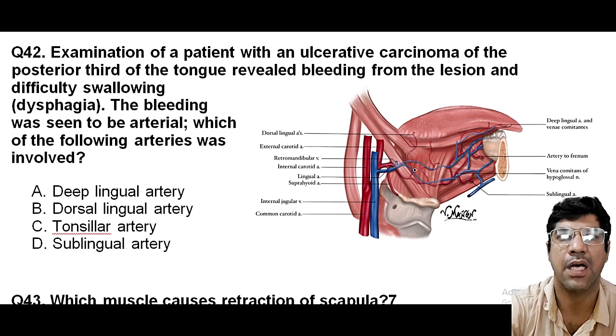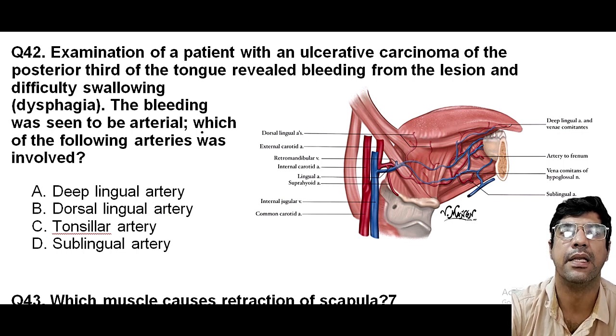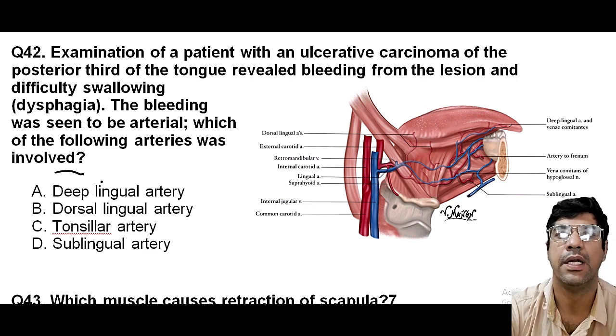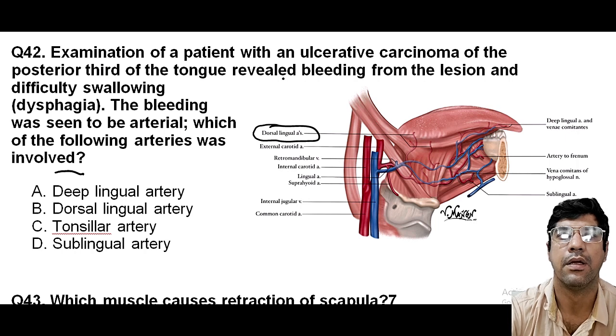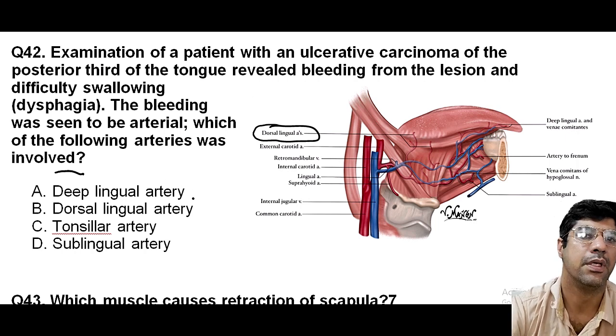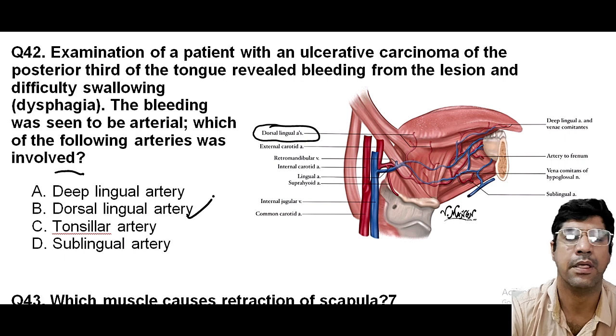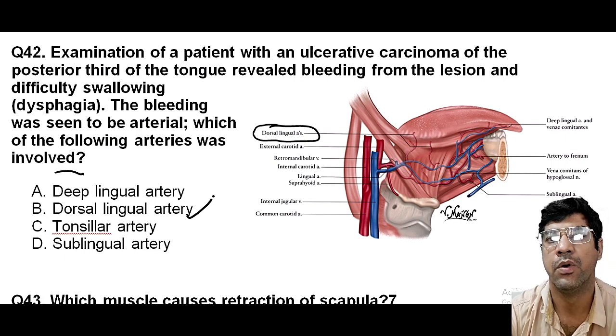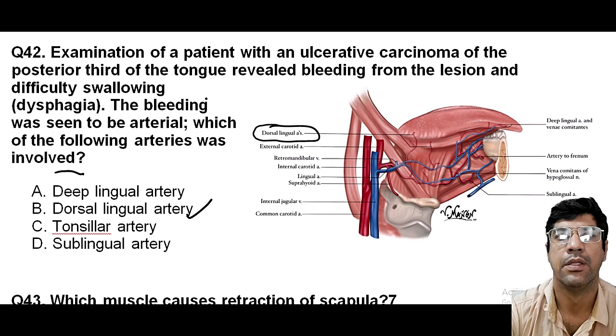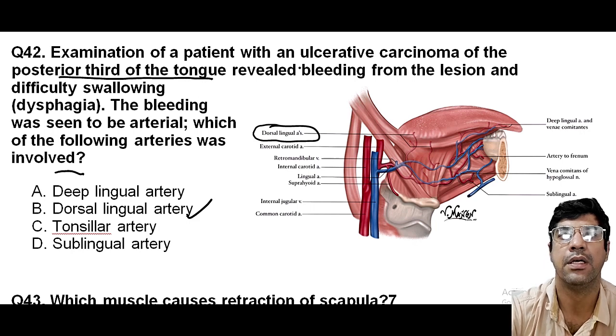Examination of a patient with ulcerative carcinoma of the posterior third of tongue revealed bleeding from the lesion and swelling. The bleeding was seen to be arterial. Which of the following arteries was involved? Well, the answer is dorsal lingual artery. So the tongue is supplied by the dorsal lingual artery. The posterior third of the tongue, remember that.